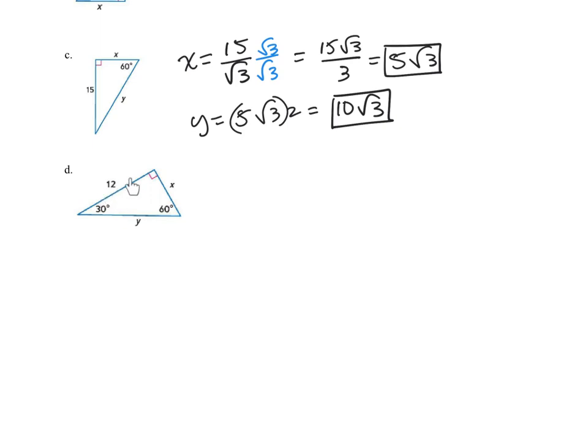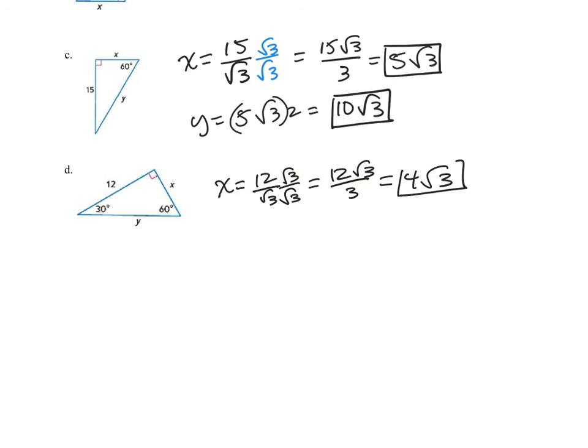Well, now we're going backwards. I know the long leg and I want to find the short leg. So I'm going to take that long leg, 12, and divide it by the square root of 3. Then we'll rationalize that denominator again just to simplify a bit. So we would get 12 times the square root of 3 all over 3, and that simplifies to 4 times the square root of 3. So that is our short leg.